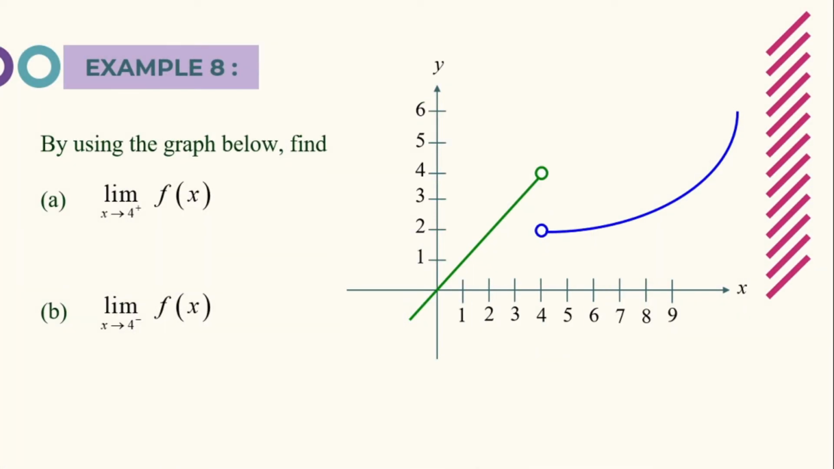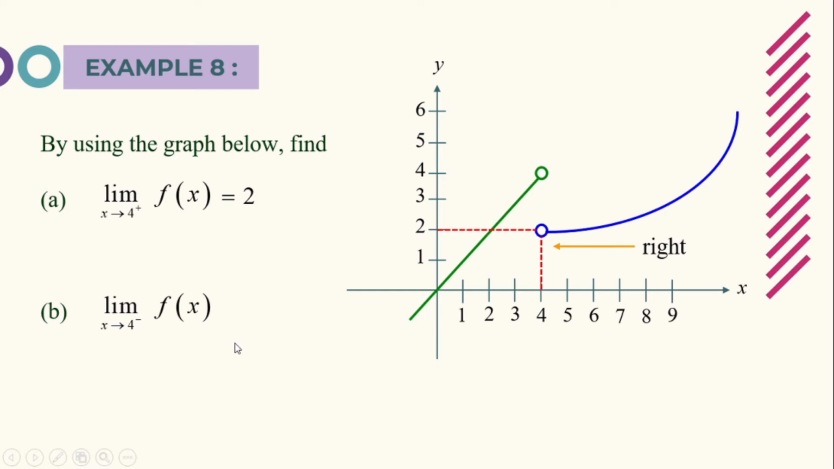Example 8. We are asked to find the limit of f(x) as x approaches 4 from the right and the limit of f(x) as x approaches 4 from the left by using this graph. Okay, so for A, we stay to the right of x equal to 4 as x goes closer and closer to 4 from the right. We can see f(x), or this blue graph, is moving down and approaching 2. Therefore, the limit of f(x) as x approaches 4 from the right is 2.